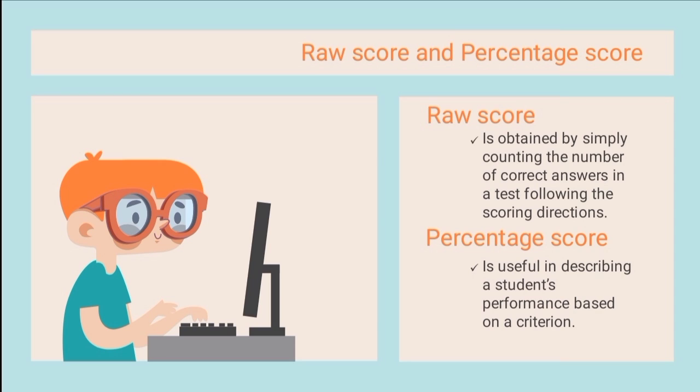So, percentage score is useful describing a student's performance based on a criterion. So, paano ba natin makukuha yung percentage score? Simple as by using our formula, which is the raw score divided by total score multiplied by 100. For example, yung raw score mo is 31 and ang total score is out of 32, and then multiply lang natin siya ng 100. So, ganito po yun.